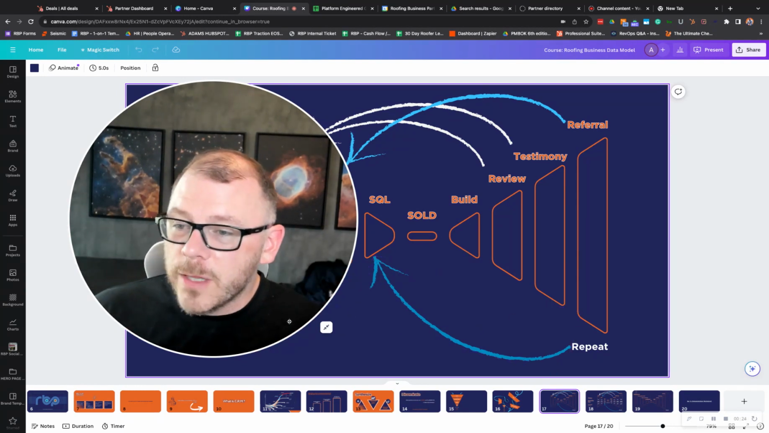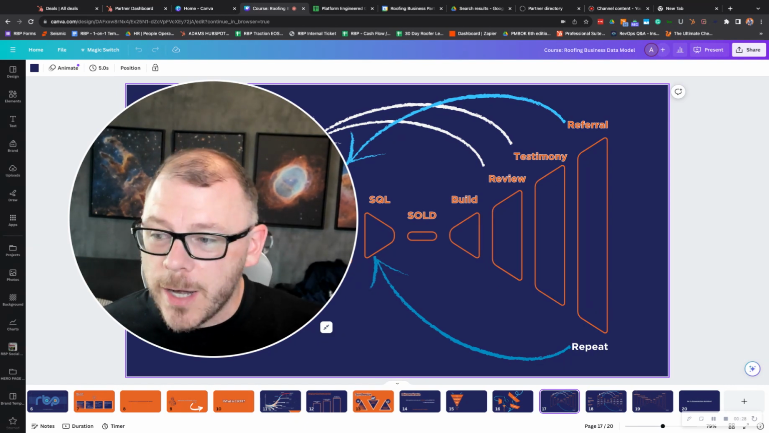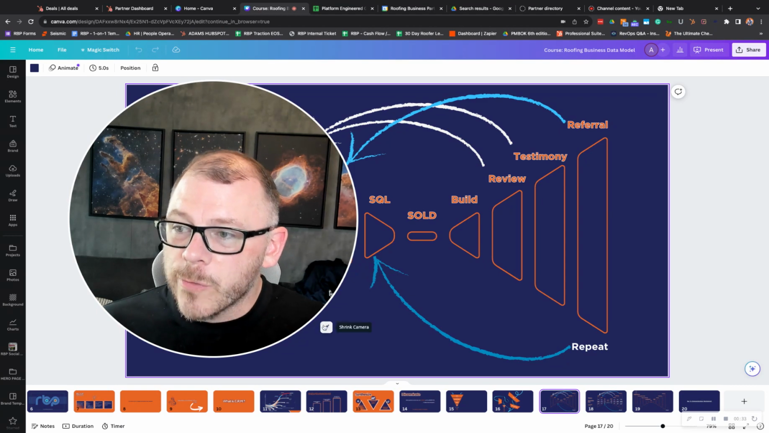So the first thing that we need is an open standard data model. This is the course that I'm doing on Friday, talking about establishing a consistent data model for roofers.